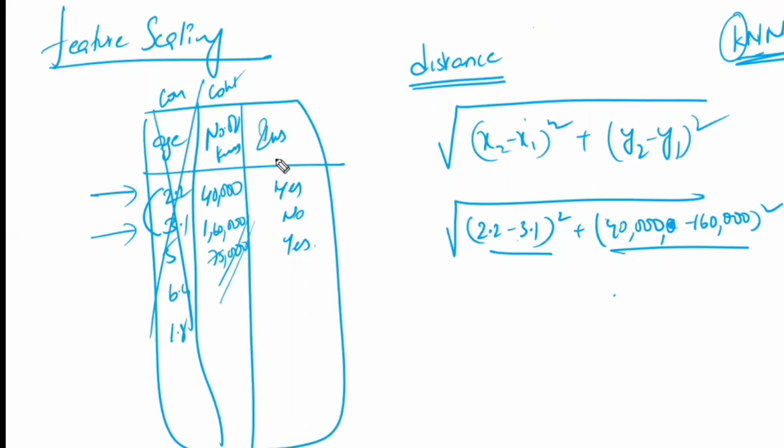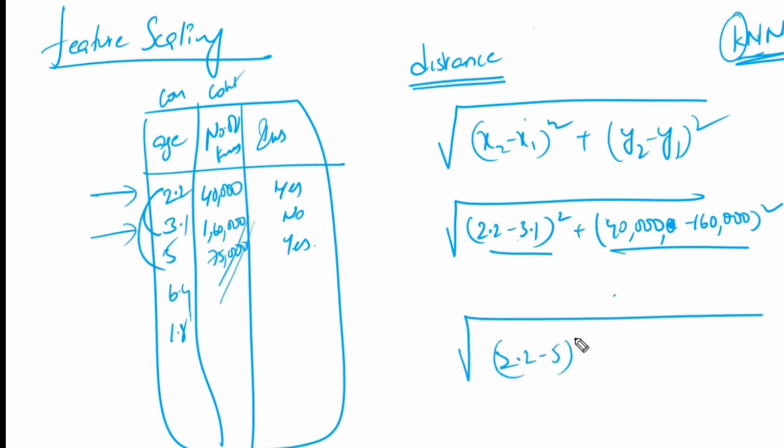Is that clear? Now, for example, let us take the distance between this record and this record. These two records' distance. How do we calculate the distance between these two records? (2.2 minus 5) whole square plus (40,000 minus 75,000) whole square.